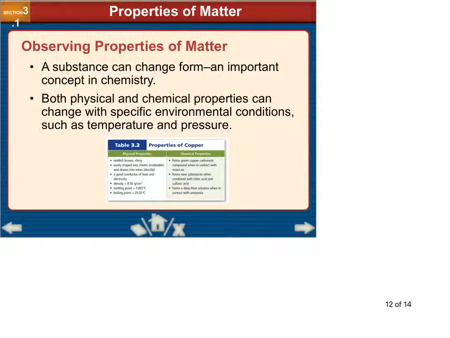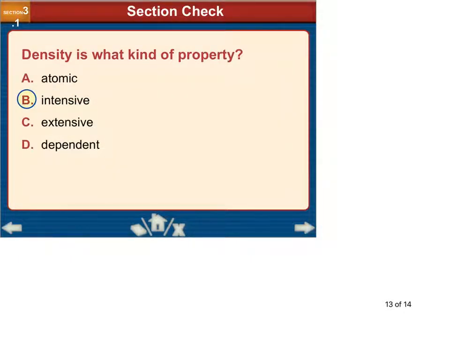We observe properties of matter. These properties of matter change with environmental conditions like temperature and pressure. Temperature goes up, it might change into a gas. Temperature goes up, it might melt. Pressure can cause it to change states. These things can cause the density to change. They can cause the melting point to change. So lots of things can change.